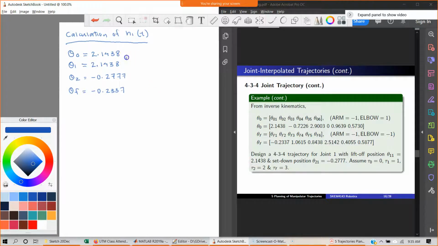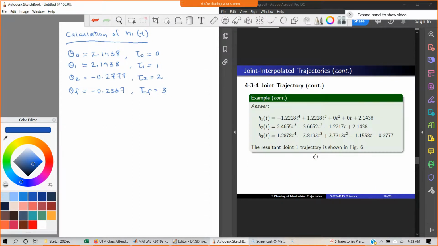What is tau 0? Tau 0 is 0. It's given here. Tau 1 is 1. Tau 2 is 2. And tau f is 3.